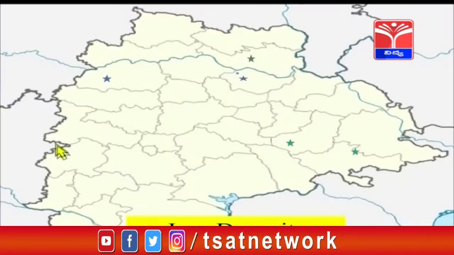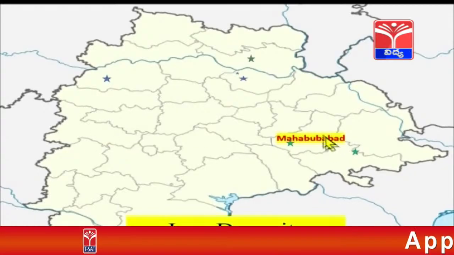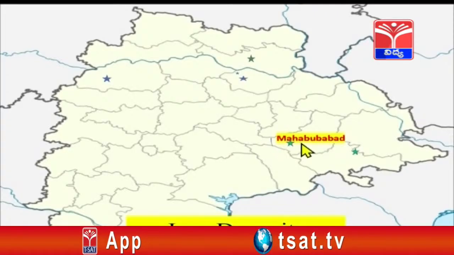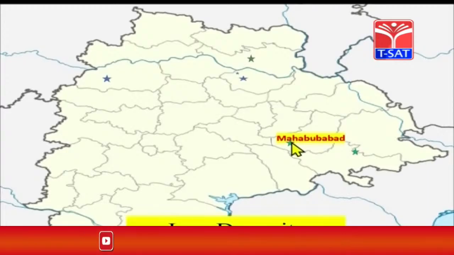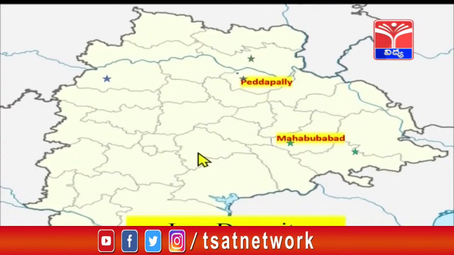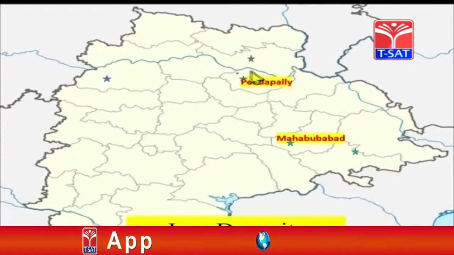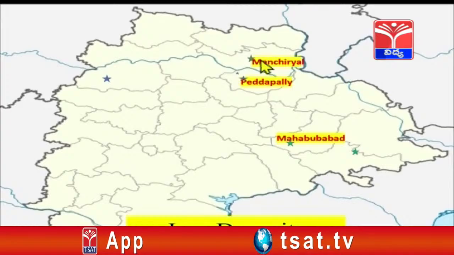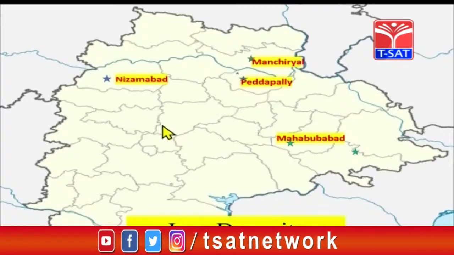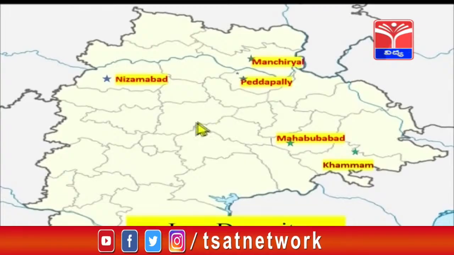See here, children, in the map of Telangana we can locate all these places. Here is Mahbubabad, where in Barium forest the float iron as well as the medium grade, scattered iron ore deposits are present. And there are also scattered low grade iron ore deposits in Peddapalli and also in Manchiryal district. We can also find iron ore deposits in other places such as Nizamabad and Khammam.